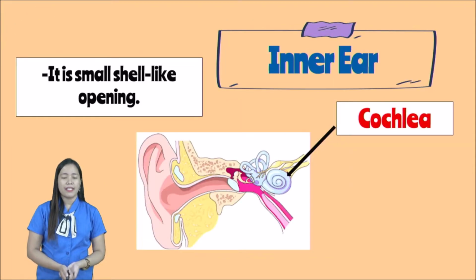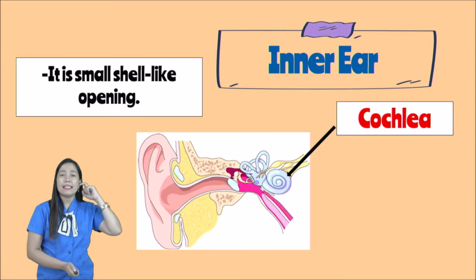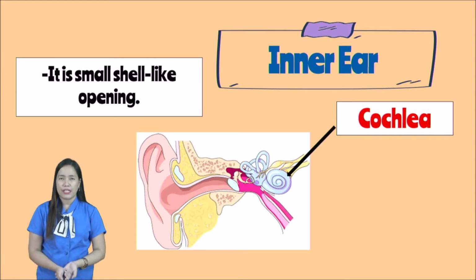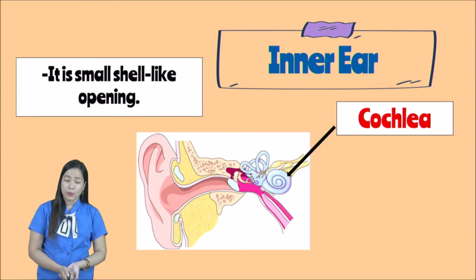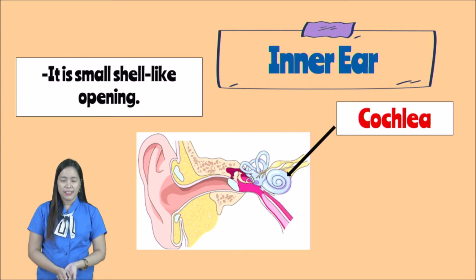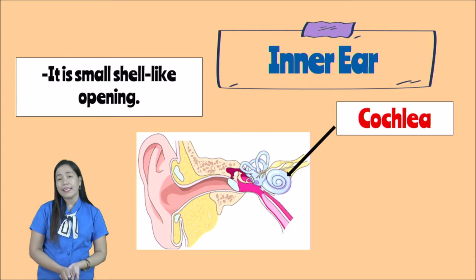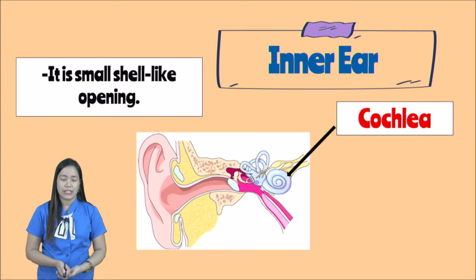Next, there is a small opening-like part. We call that the cochlea. Again, cochlea. That's part of your inner ear. This one we cannot see because it's very deep inside your ear. You cannot reach it. In the inner ear, the first part is the cochlea. As you can see in the picture, it looks like a shell. It also contains tiny hair-like nerve endings.